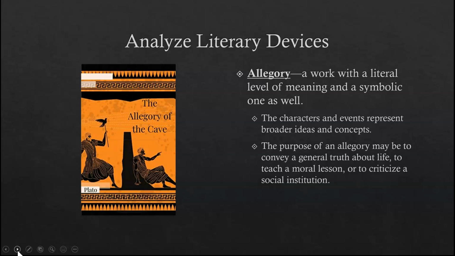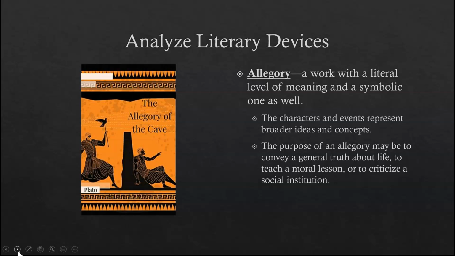Let's look at analyzing several literary devices. The first one is allegory, which is a work with a literal level of meaning and a symbolic one as well. So the characters and the events represent broader ideas and concepts, and the purpose of an allegory may be to convey a general truth about life, or to teach a moral lesson, or to criticize a social institution. So you're telling a story that has both a literal meaning and a symbolic meaning.